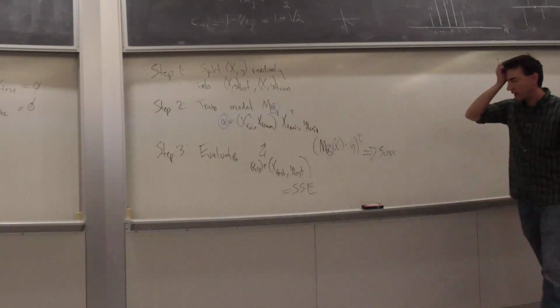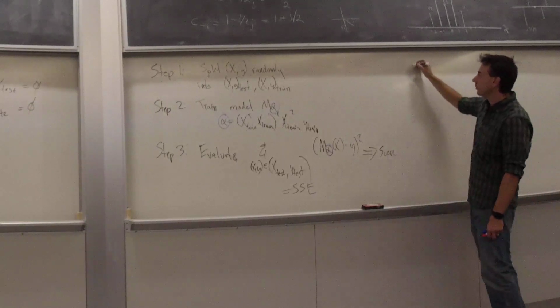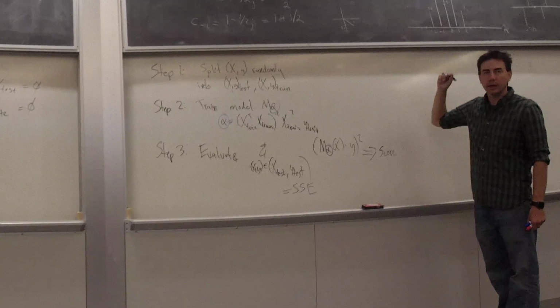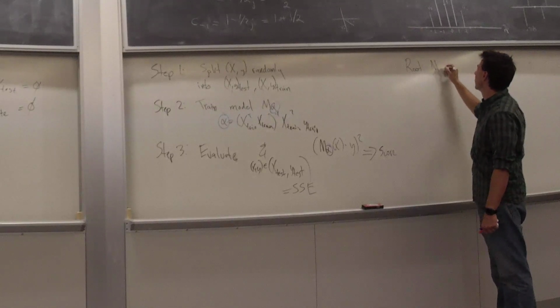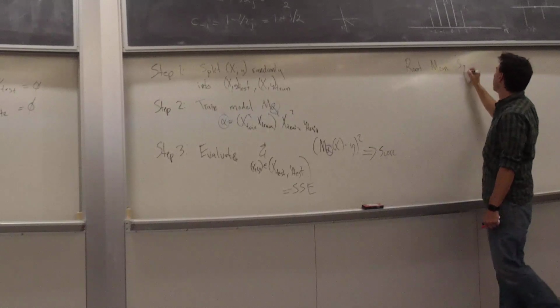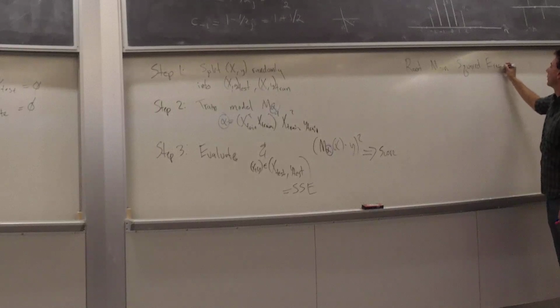What's a little bit more interpretable is going to be called the root mean squared error.